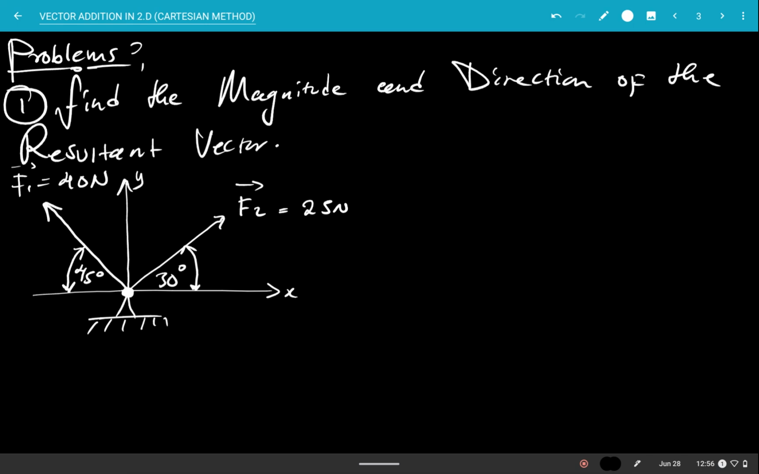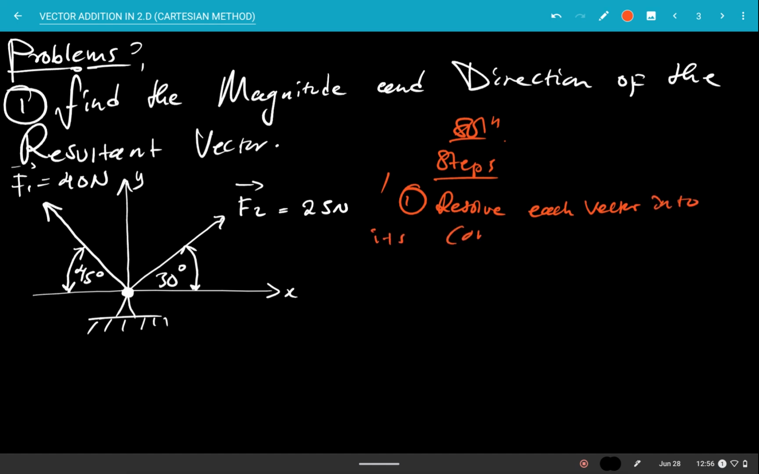Let's now look for that single force because I've been asked to find the magnitude and the direction. Let me change the color so I can understand it clearly. Solutions: all we have to do is resolve these components. Let's follow the steps. Step 1, what are we supposed to do? Let's resolve each vector into its components.